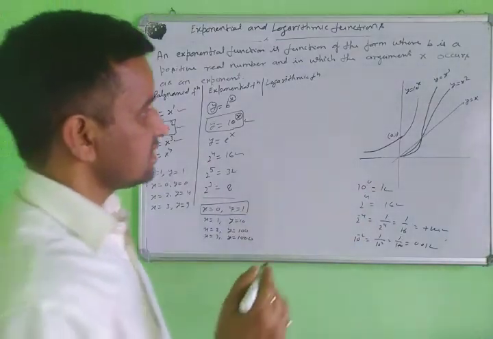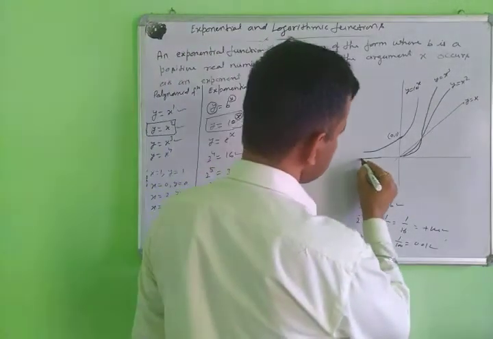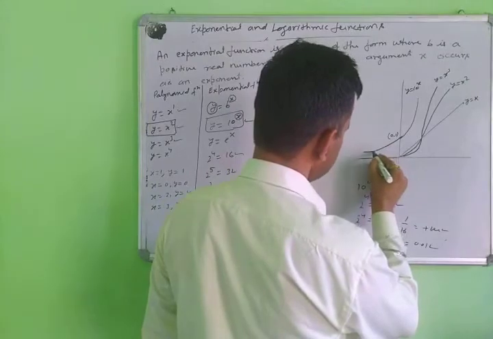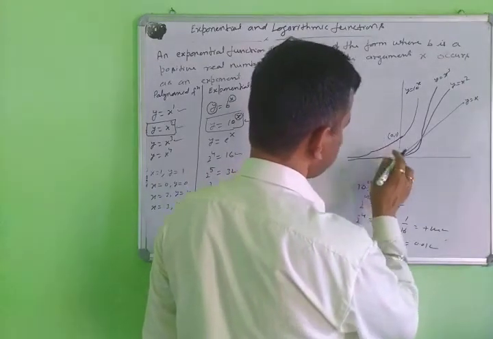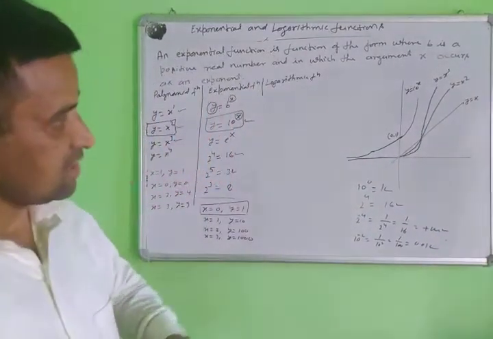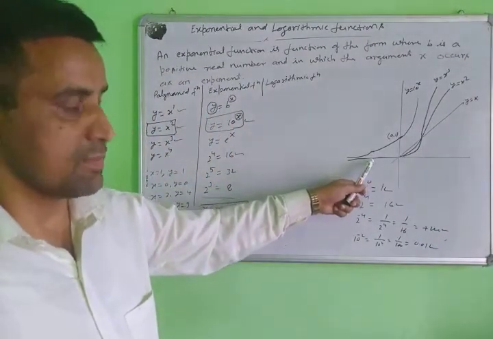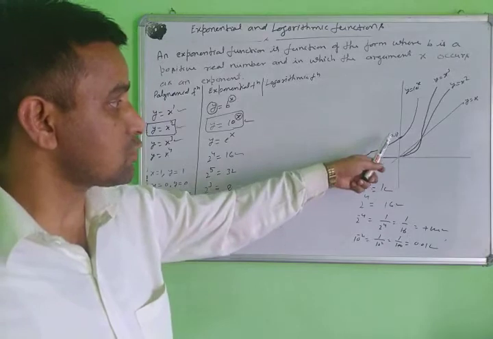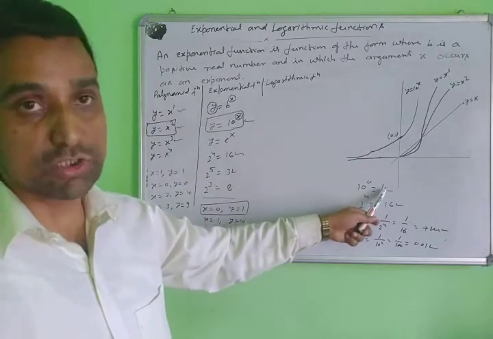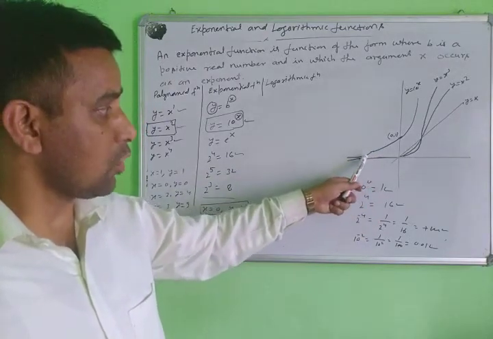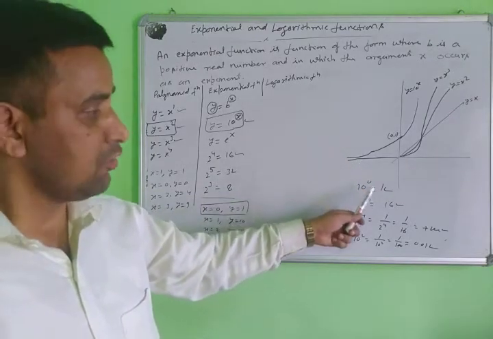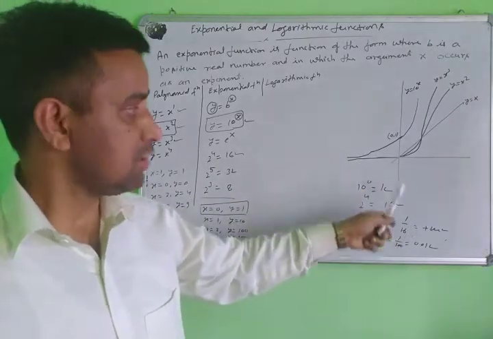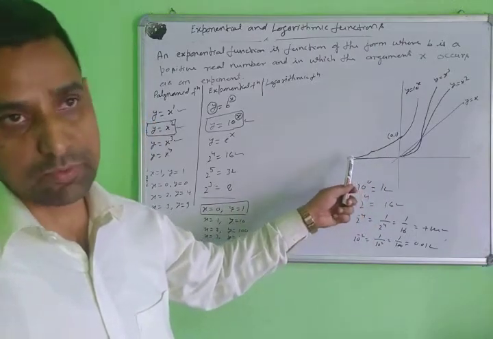That means this graph will never touch this line. This will come very close to the x-axis, but not touch it. This will not touch the x-axis because the value of y is never 0 here. Then this will not meet the x-axis and not cross the x-axis. It means the value of y is always positive, but does not cross or meet the x-axis.